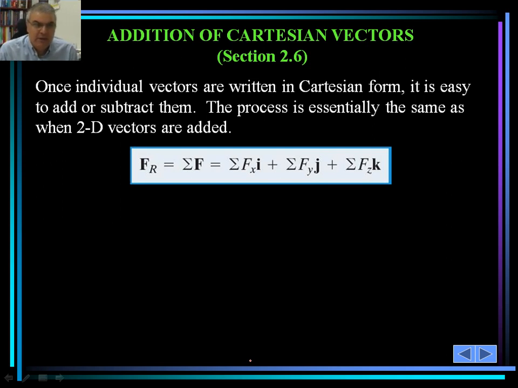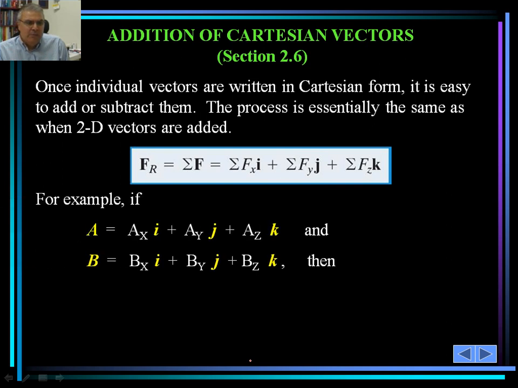We just take the summation of forces, and that would be obviously the summation of all the forces in the x direction, multiplied by the unit vector i, plus the summation of all the forces in the y direction, multiplied by its appropriate unit vector j, plus the summation of all forces in the z direction, multiplied by the appropriate unit vector k. That is really how we can add vectors in a Cartesian coordinate system in 3D.